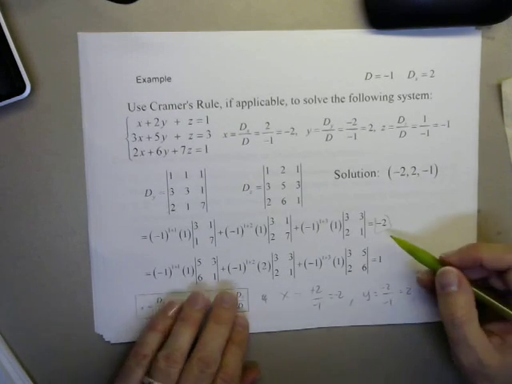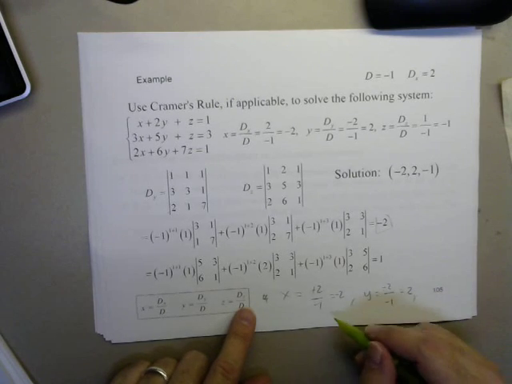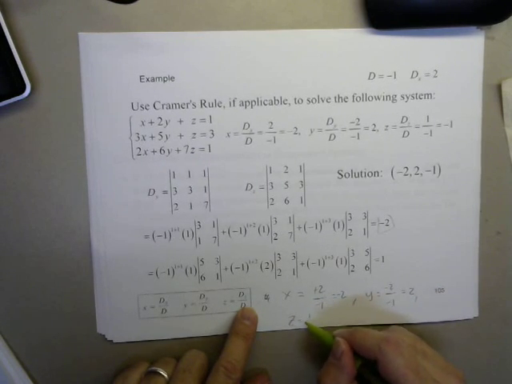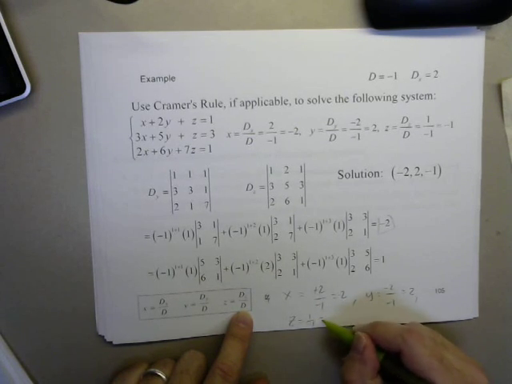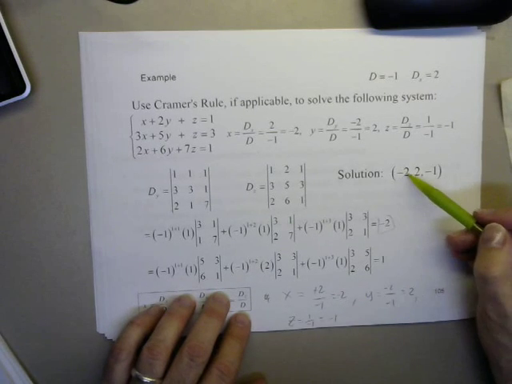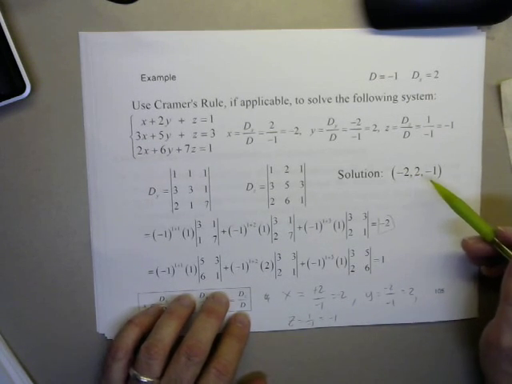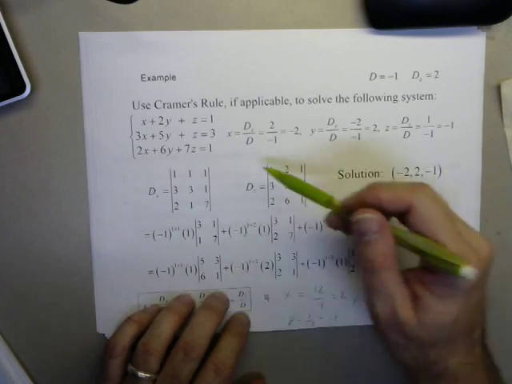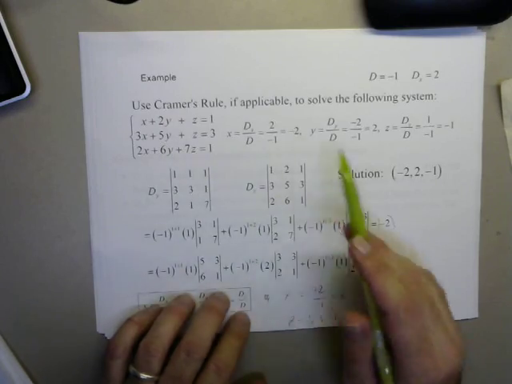And then here, z will be equal to 1 divided by whatever d is here, which was negative 1, so that would just be negative 1. So your solution is x is negative 2, y is 2, and z is negative 1. Again, if you're not sure that's right, there are a lot of places to make mistakes here. Remember, you can always plug that back in for x, y, and z and see if it makes the equation true.